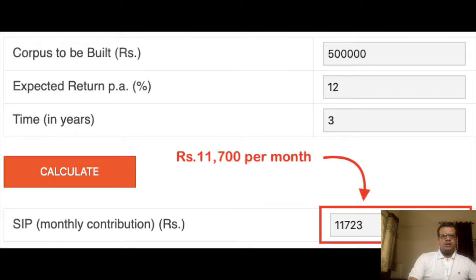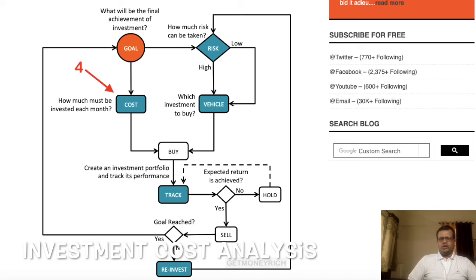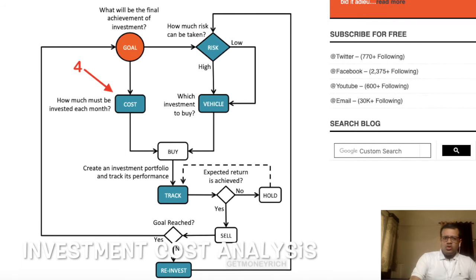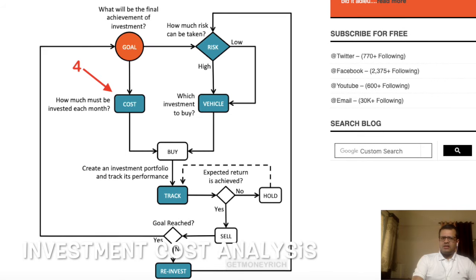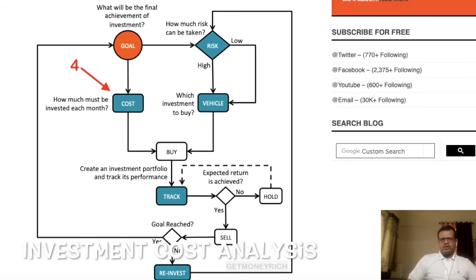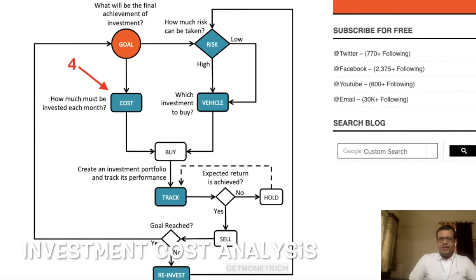Suppose your budget is only 10,000 rupees. You cannot afford 11,000 rupees. Then, even though you have done the risk return analysis and selected a perfect investment vehicle for yourself, because you don't have funds, how will you invest the money?